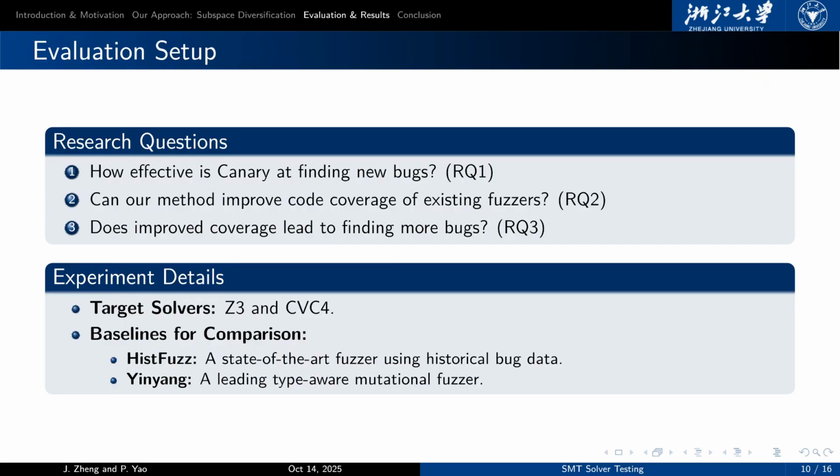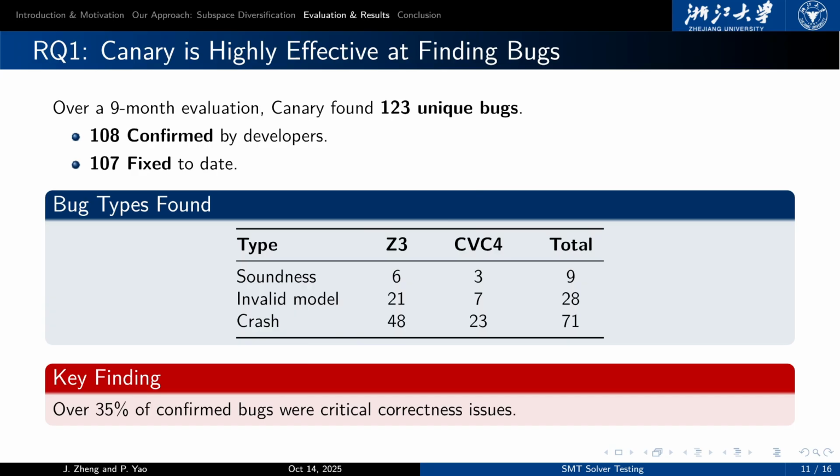We tested against the latest version of Z3 and CVC5 and compared our approach against 2 leading fuzzers, fuzz and yin-yang. First, is Canary effective? The answer is yes. Over 9 months, Canary found 123 unique bugs. Developers confirmed 108 of them, and 107 have already been fixed.